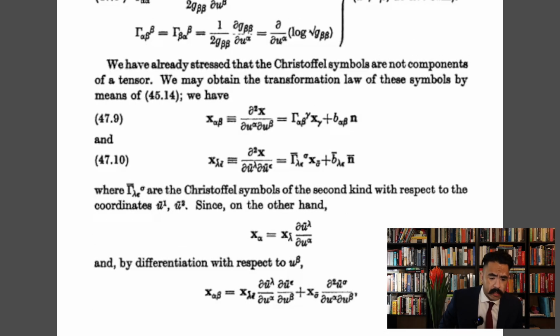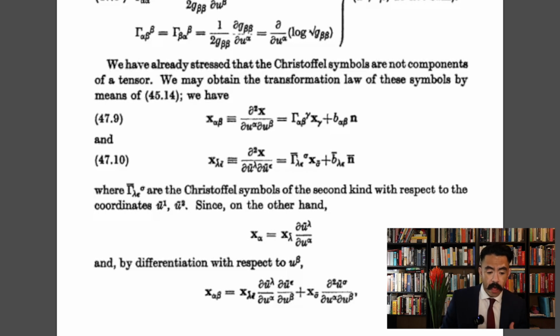We have then that x_{αβ} = ∂²x/∂u^α∂u^β, which is equal to Γ^γ_{αβ} x_γ + b_{αβ} n, and x_{λ̄ε̄} = ∂²x/∂ū^λ∂ū^ε, which is equal to Γ̄^σ_{λε} x_σ̄ + b̄_{λε} n̄, where Γ̄^σ_{λε} are the Christoffel symbols of the second kind with respect to the coordinates ū^1 and ū^2.